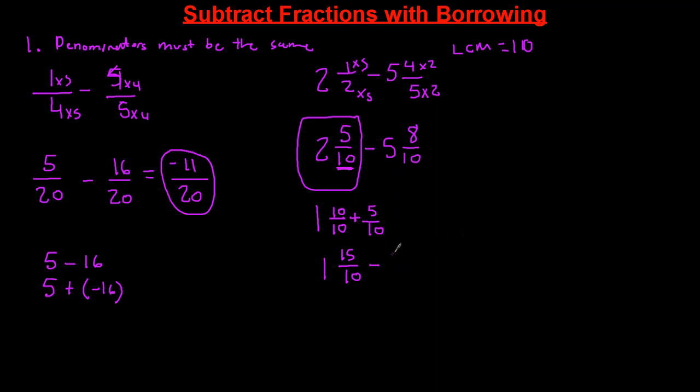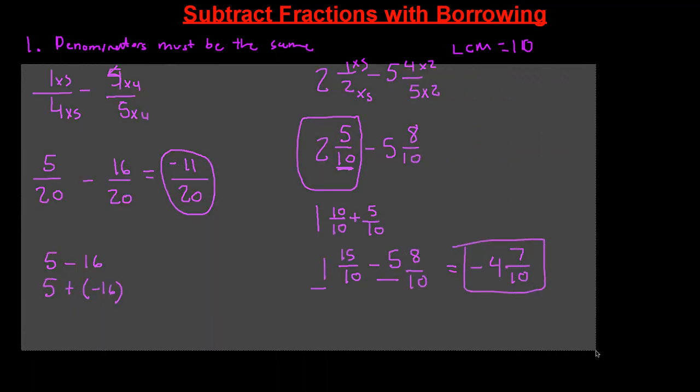So minus 5 and 8 tenths. Okay, so let's subtract the whole numbers. This is what we'll get. And then we get to subtract the fractions now, because 15 minus 8. So we have negative 4 and 7 tenths as our final answer. Let's try a few more examples.